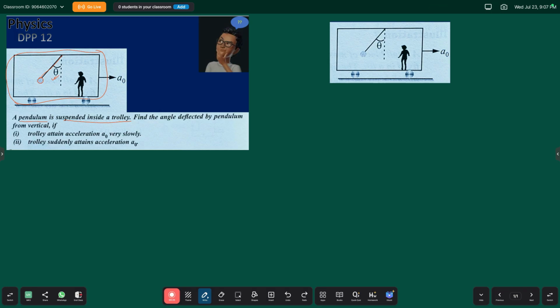If the trolley attains acceleration A0 very slowly, and the second condition is the trolley suddenly attains acceleration A0. For these two conditions, we have to find out the angle theta. Angle theta will be what? So let us focus on the first condition.